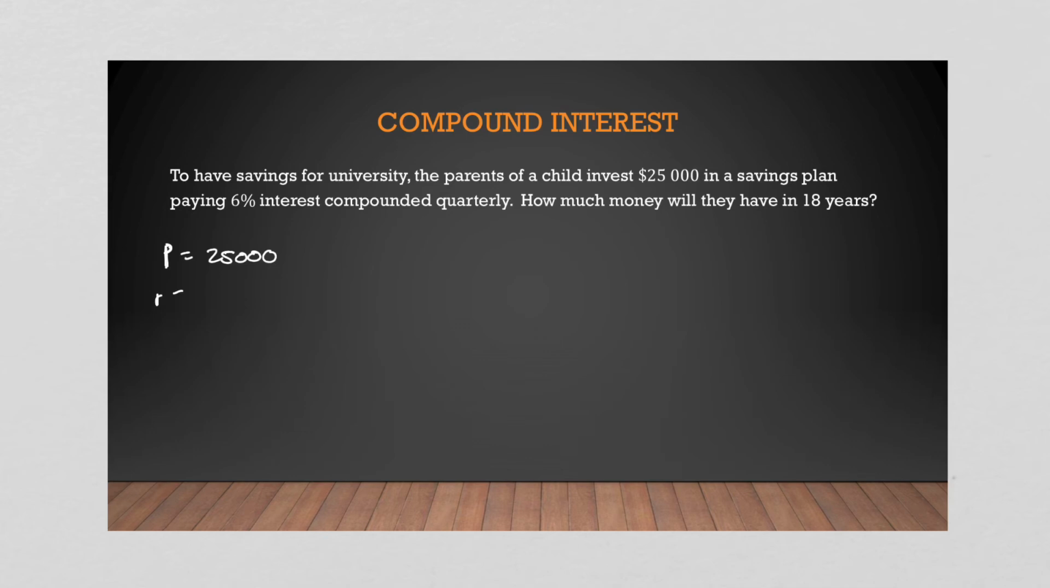So we have an interest rate of 6%, 0.06 right here, compounded quarterly, so N is 4, and time is 18. So in 18 years, how much money are we going to have? So here's our equation. A equals P times 1 plus R over N to the N times T.